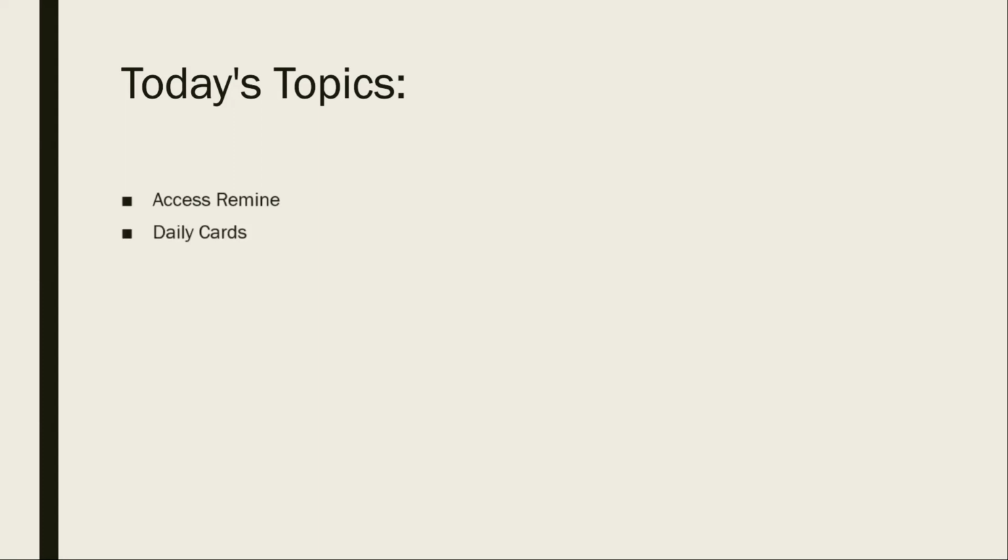Once you're inside Remine, the first thing that will appear is the daily cards. So you see those cards. There's 7 of them. I'll explain to you what you can do with them. There's a lot of data from that too.